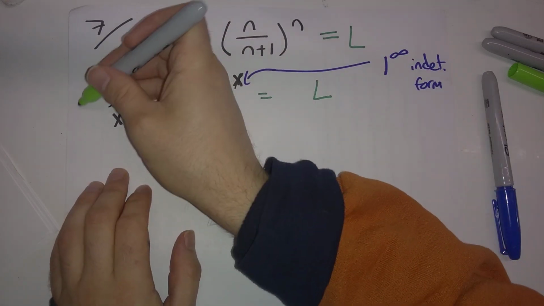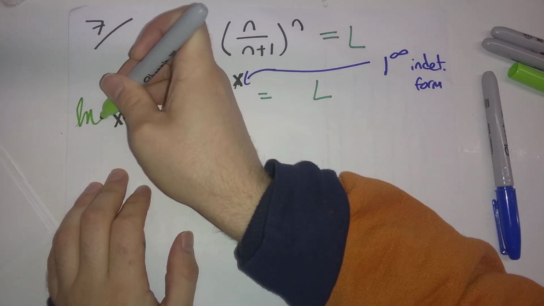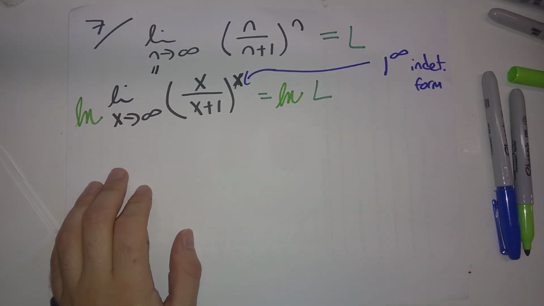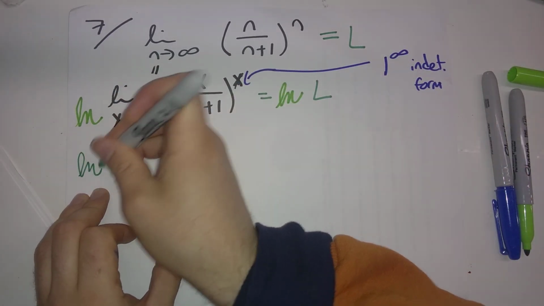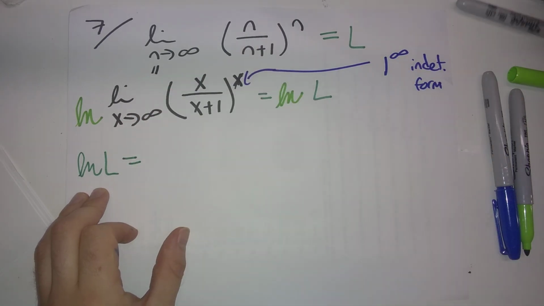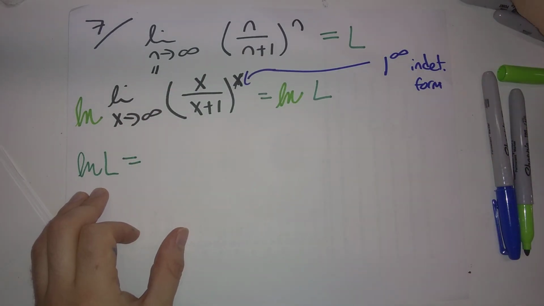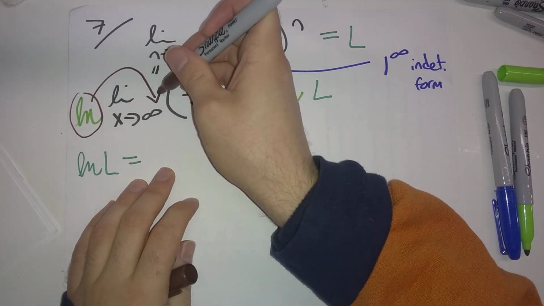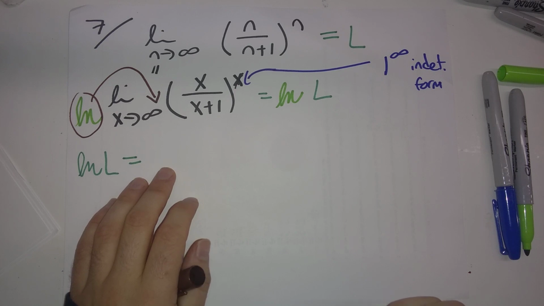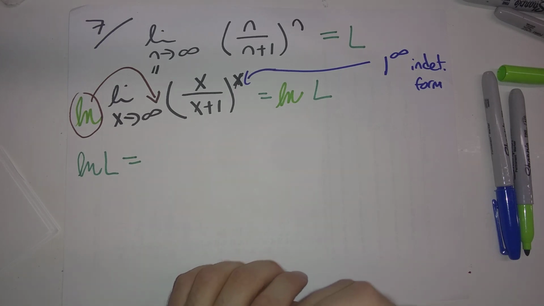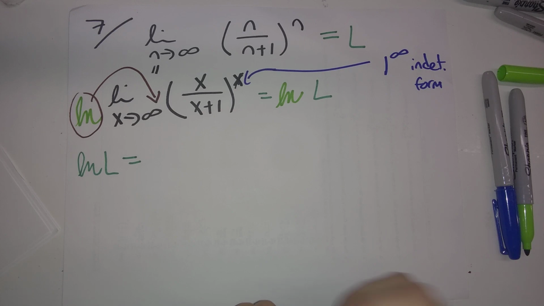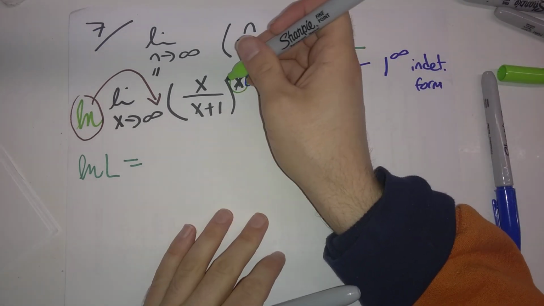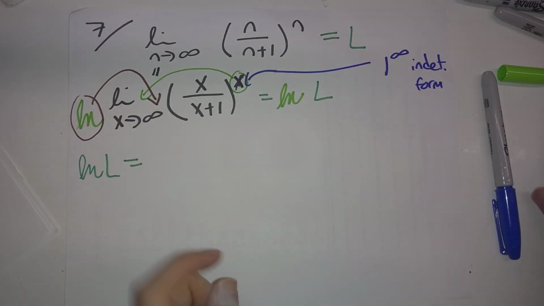The trick is we're going to take the natural log of both sides here. So we're going to say natural log of L is equal to, now we can do the following tricks here. We can move the natural log inside the limit, and the whole reason that we want to take natural logs here and move it inside the limit is to be able to bring down this exponent, this x.